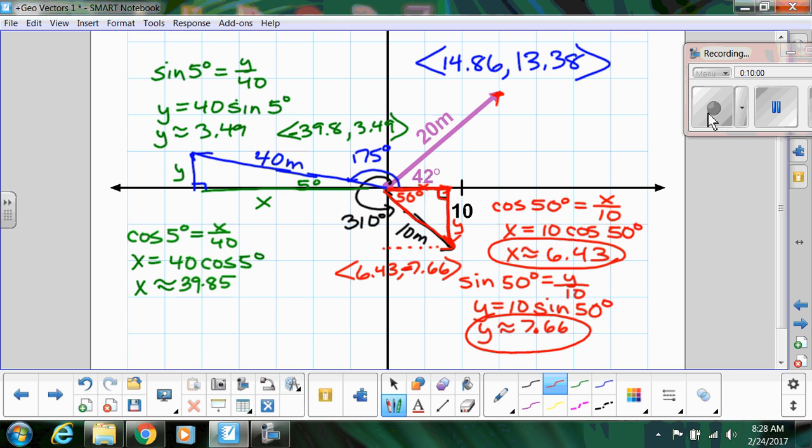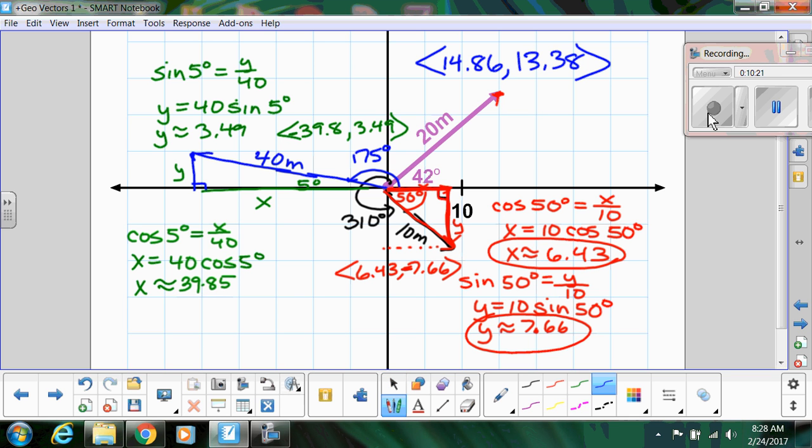Okay, so two things that you've got to watch out for. Make sure you know what angle goes in your triangle. Make sure that it goes vertical to the x-axis. And then make sure you're keeping track of, does this go in the positive x direction or negative x direction? In the positive y direction or the negative y direction?